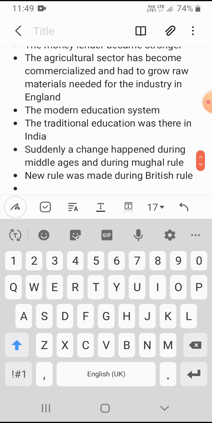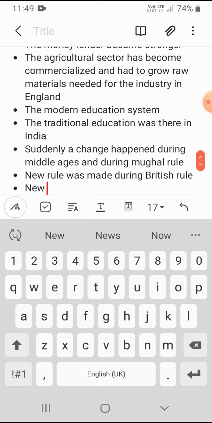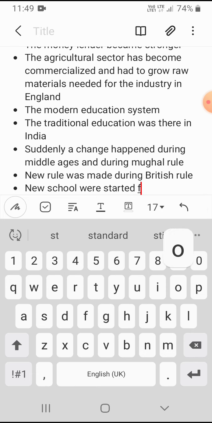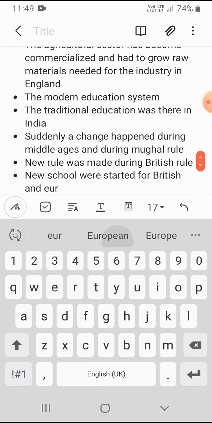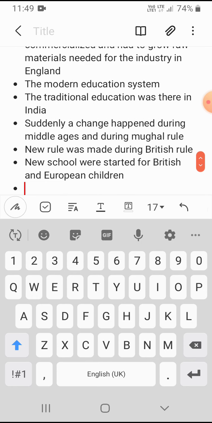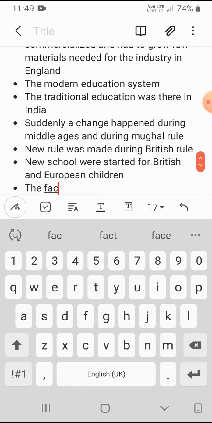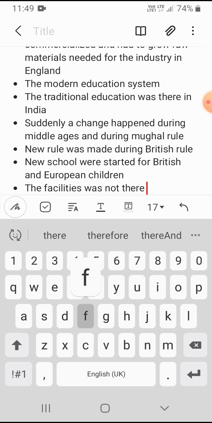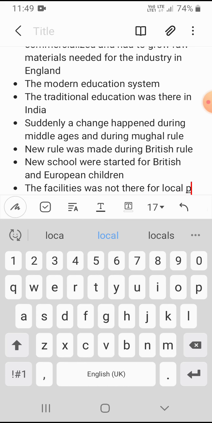And new schools were started for British and European children, since the facilities were not there for local people.